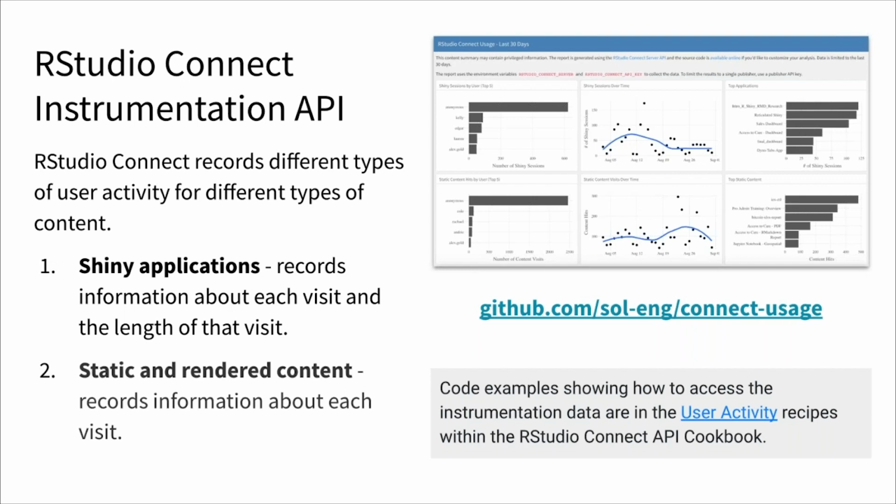So RStudio Connect records different types of user activity for different types of content. You've got records for Shiny applications about each visit to that application and the duration of that visit. And then you have records of each visit for static and rendered content.